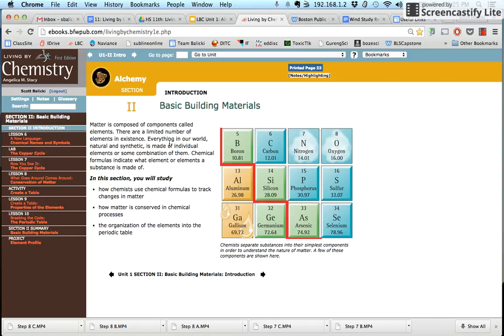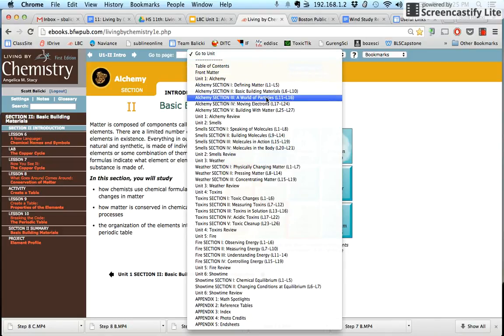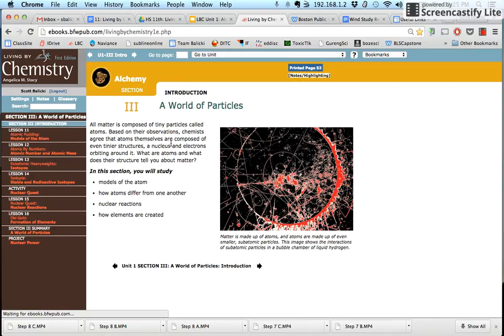In lesson 9, they create a table using a deck of cards from the kit, which must be purchased from BFW, the website which was discussed in the overview screencast. And then in lesson 10, students make sense of the patterns that they've found in this periodic table that they've constructed.